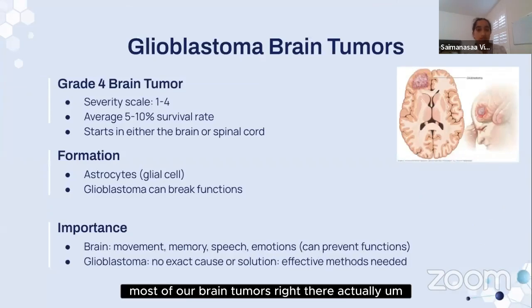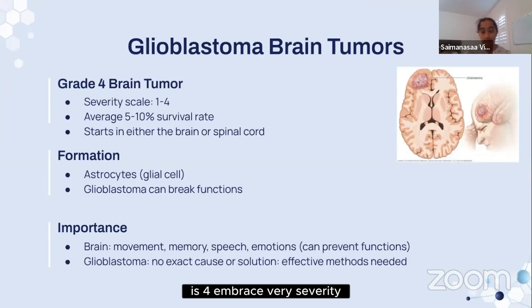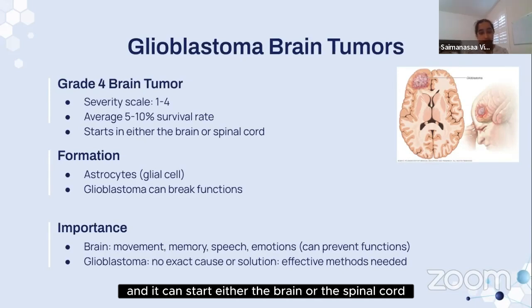So first, glioblastoma brain tumors, right? They're actually a very severe brain tumor. On a scale of 1 to 4, it is a 4, very severe, and the average survival rate, even after treatment, is only 5 to 10%. So it is very dangerous, as well as very uncommon. It can start in either the brain or the spinal cord.